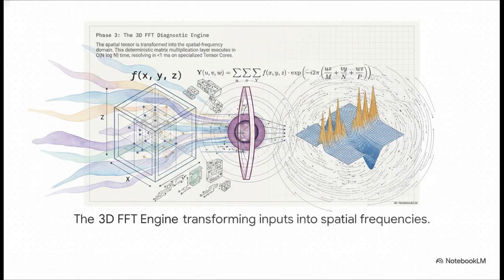The 3D FFT diagnostic engine executes this transformation as a discrete matrix multiplication layer. And because Fourier transforms are highly parallelizable, this mathematical operation is perfectly optimized for immediate tensor acceleration. We're talking executing in less than 1 millisecond. Just like that, the 3D physical data is transformed seamlessly into a highly structured landscape of frequency waves.